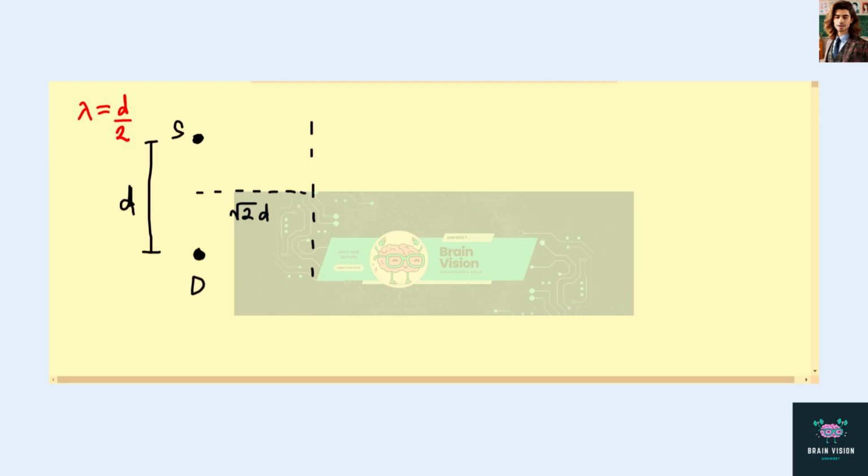So we know that from the source to the detector, that's going to be 2 wavelengths, right? Because the separation between the source and the detector is d. The wavelength is d/2. So that's 2 wavelengths separation between S and D.